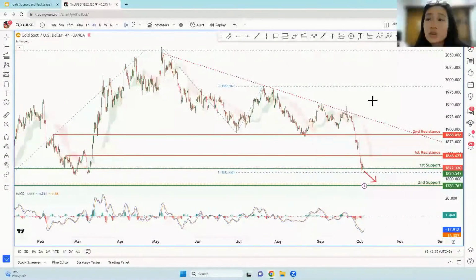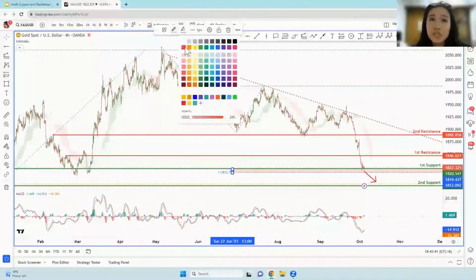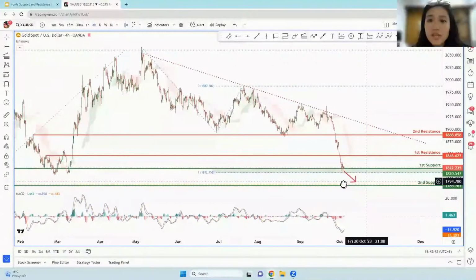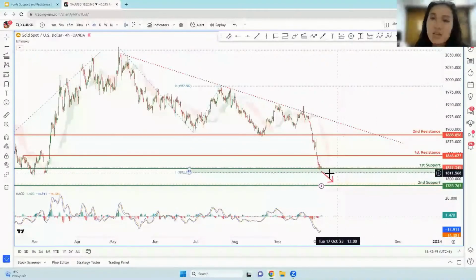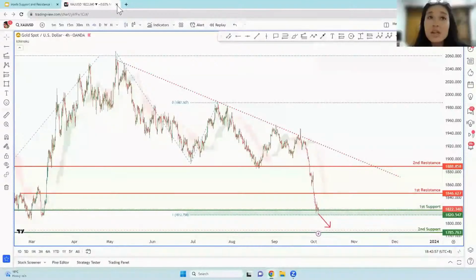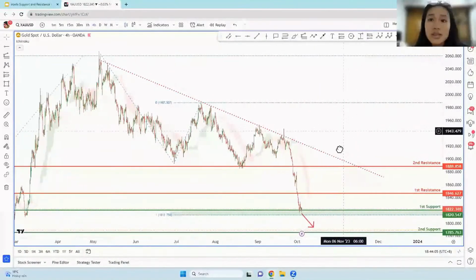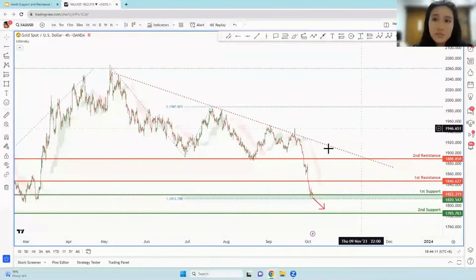And on top of that, we also have this 100% Fibonacci projection that has not been surpassed yet. So we're still seeing price test this level, but because of the downtrend from this descending trend line, we saw on the daily and weekly time frames that price is still pretty bearish on those time frames as well. So we can expect price to continue to drop towards the second support because of all the downward pressure. But for now, it is still testing our first support.